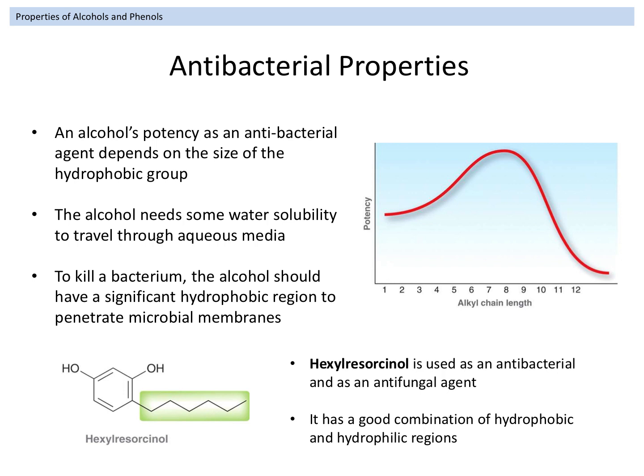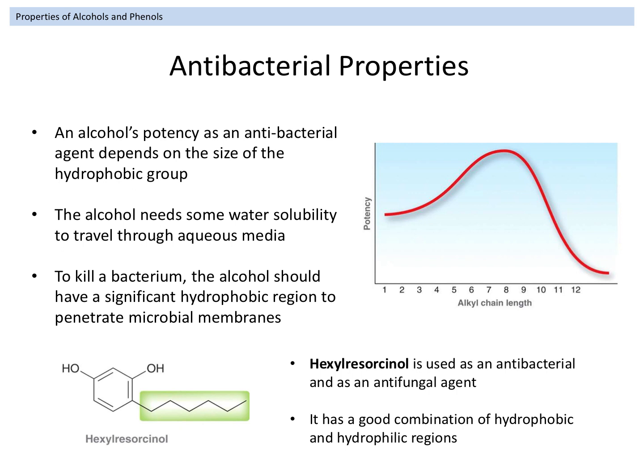Hexylresorcinol is a prime example of an alcohol with effective antibacterial properties. It features a balanced combination of hydrophobic and hydrophilic regions, making it an effective antibacterial and antifungal agent. The hexyl group provides sufficient hydrophobic character to penetrate microbial membranes, while the hydroxyl groups ensure adequate solubility in aqueous environments.